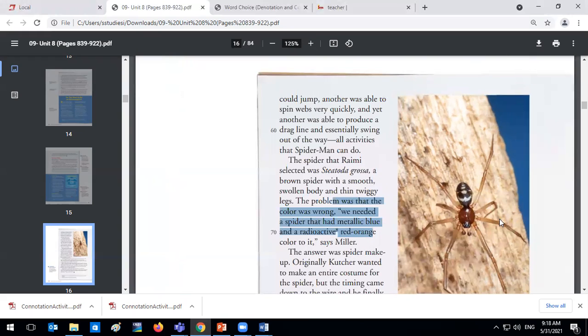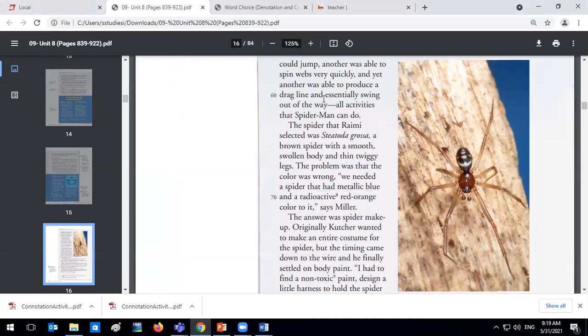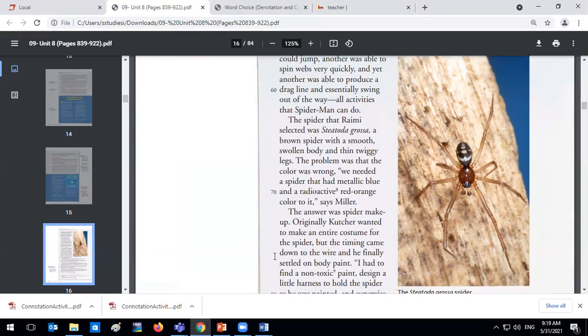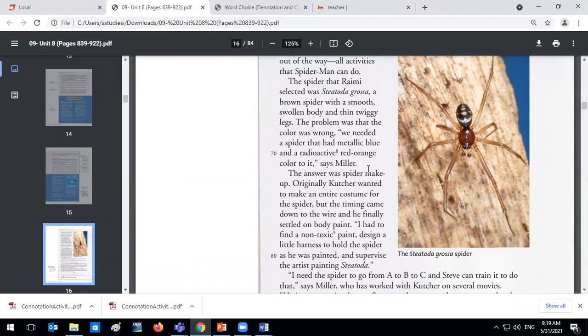Should I zoom? Can you see a better look at it now? Does it match? Do you think it's metallic blue and orange? No, right? So is that a good thing or is that a conflict? Yes, it's a conflict, right? Because now Kutcher is going to have to do something about the color. And we're going to see here the answer was makeup.